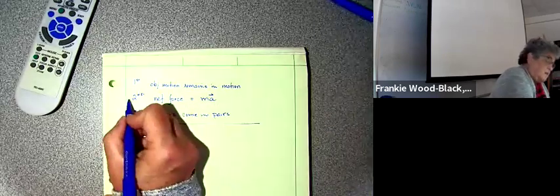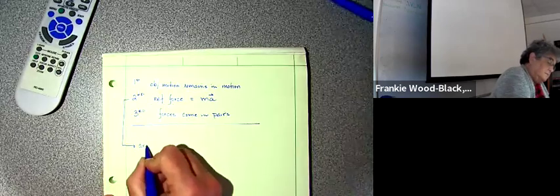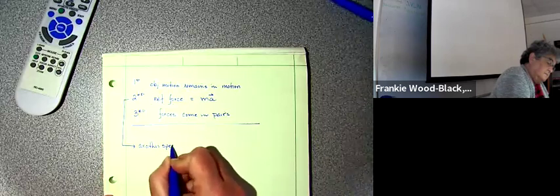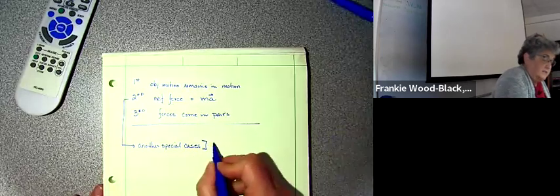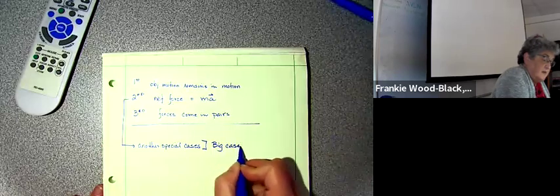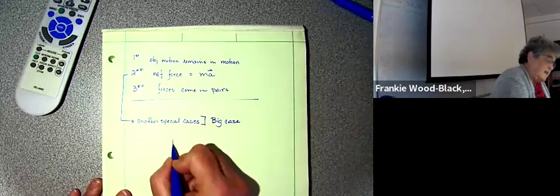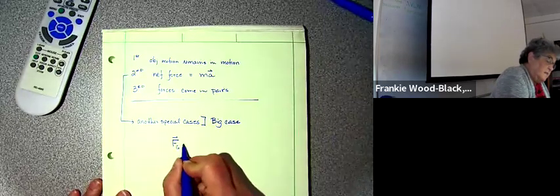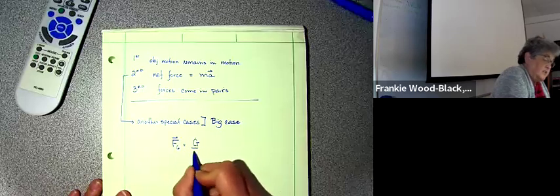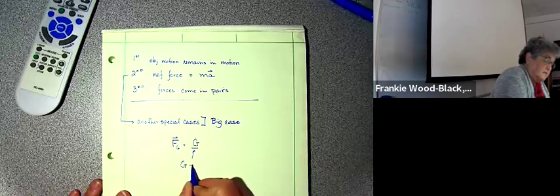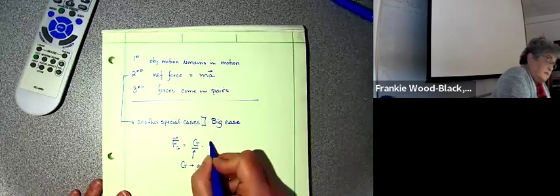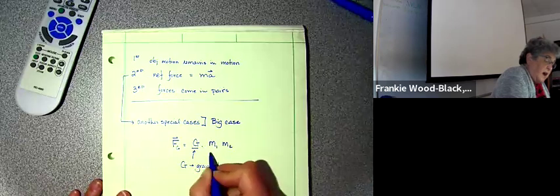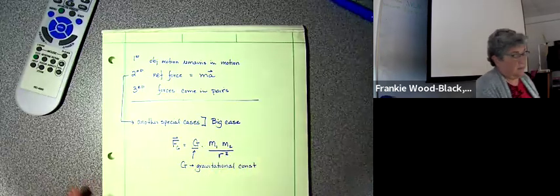Now, we also have another special case. Or you could say it's the bigger case, because it actually gets us back there, is that my force due to gravity is going to be this big G, which is constant, which is Newton's gravitational constant, times the mass of one object, the mass of two objects over the radius of the objects separated squared.